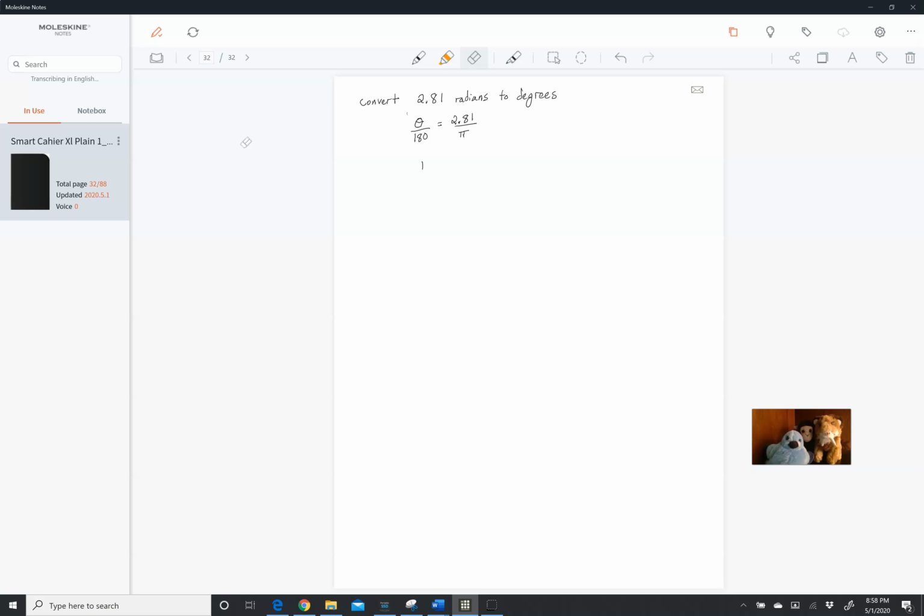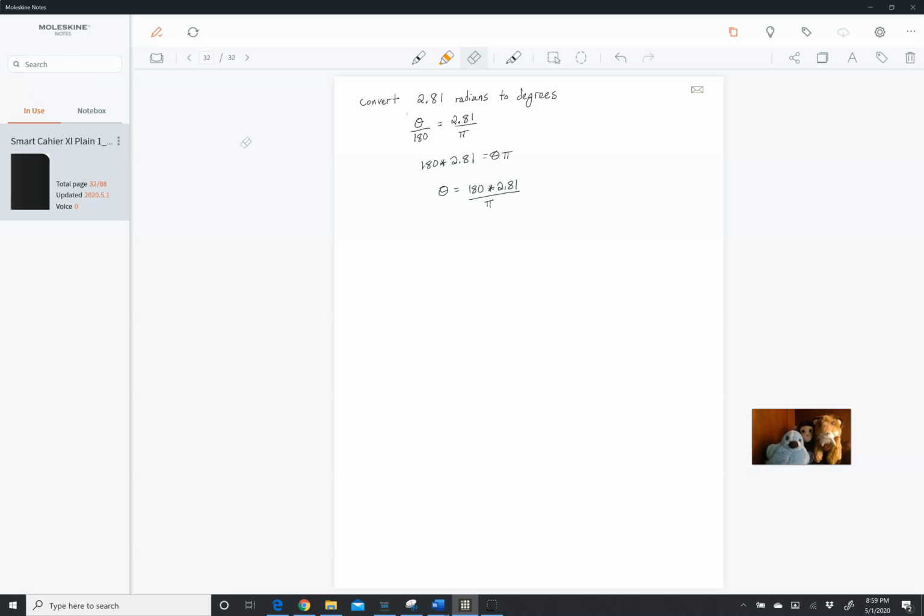So we get 180 times 2.81 is equal to theta times pi. And then we're dividing both sides by pi. So remember, this is the same thing as taking our 2.81 and multiplying by 180 over pi. It's just doing the opposite, right? The reciprocal.